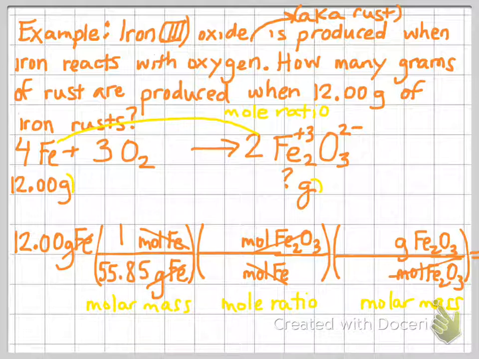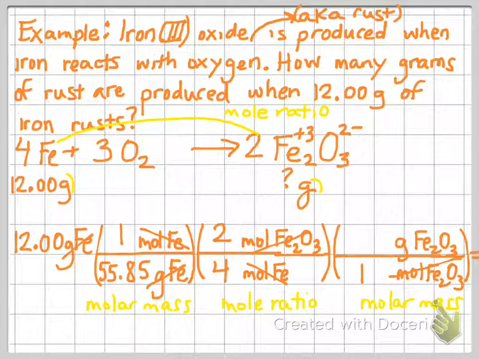Okay. Now I'm to my mole ratio. Remember, my numbers come from my coefficients of my balanced equation. So in front of the rust, I have a 2, and in front of iron, I have a 4. So I'm going to put a 2 and a 4 in there. Now I'm back to another molar mass. Again, the easy number molar mass is 1 in front of moles.